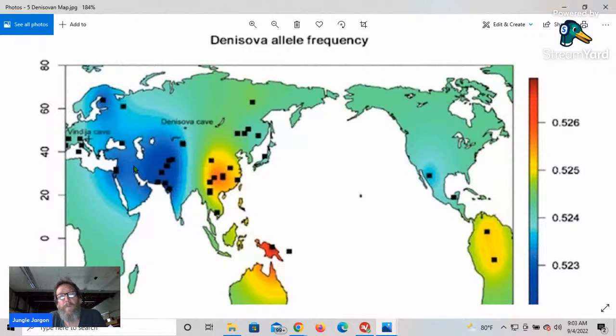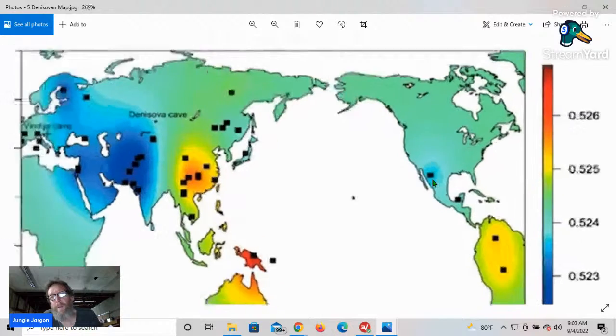You can see like a blue streak going from the Semitic area. This is the Semitic area, going up through here all the way to Scandinavia, or Denmark actually, where the I1 haplogroup is, I1 or I2. And there's a little tinge of it in America as well.